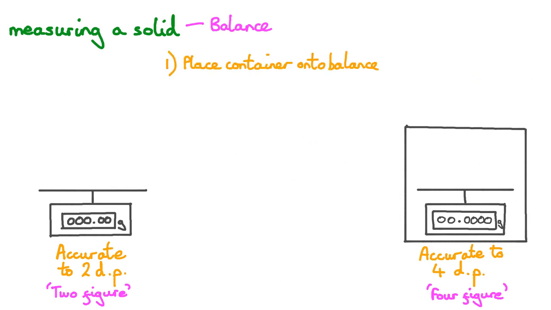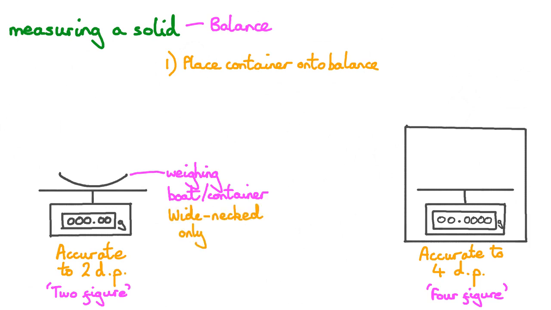The first step is to place your measuring container onto your balance. You should always use a wide-necked vessel for weighing material out. A beaker would be okay, for example, or a weighing boat is even better, but you shouldn't use something with a narrow neck, like an Erlenmeyer flask, for example. This is to reduce the chance that you'll spill your solid over the bench, since this could create a hazard and is wasteful.